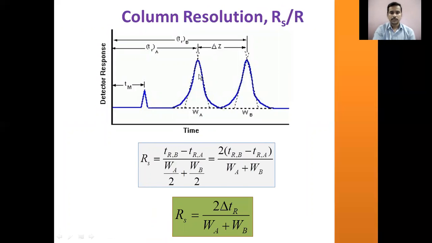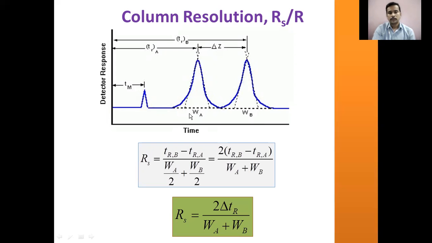This chromatogram clearly indicates the appearance of the mobile phase peak, the peak for solute A, and the peak for solute B, where the time taken by the mobile phase to reach the detector is Tm, the time taken by solute A to reach the detector is TRA, and the time taken by solute B to reach the detector is TRB. All these parameters you can get from the chromatogram.